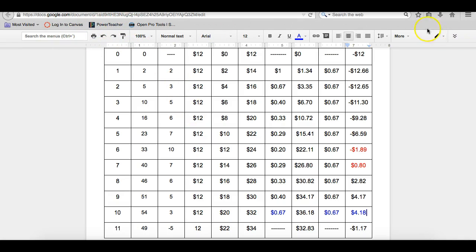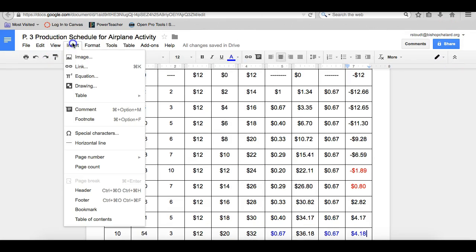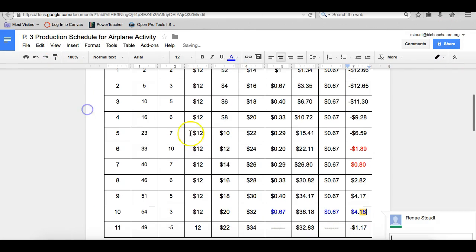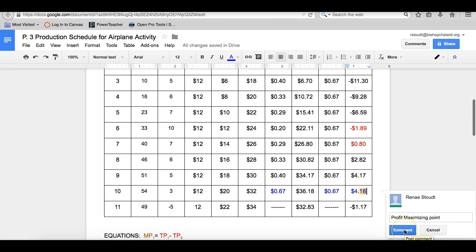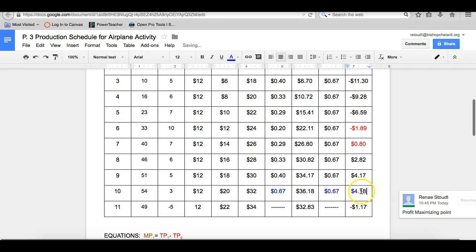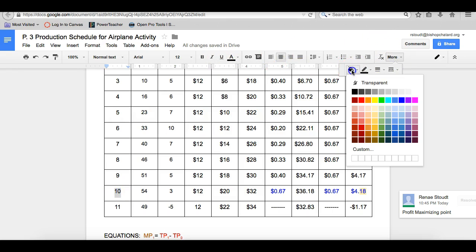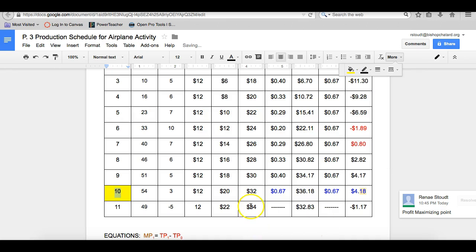I'm going to insert a comment here: this is our profit maximizing point. Our profit maximizing point is at 10 workers because our profit is the highest and our marginal cost and marginal revenue are the same. This tells us how many workers we should actually hire. That's the most important part.